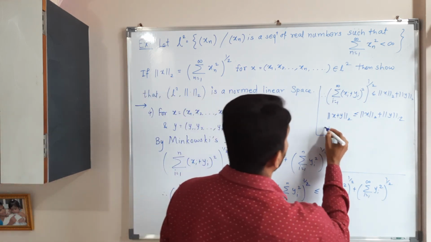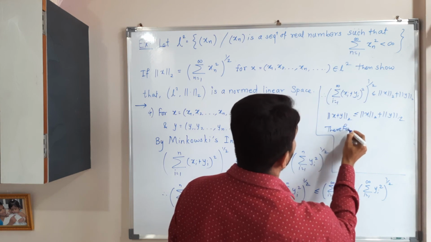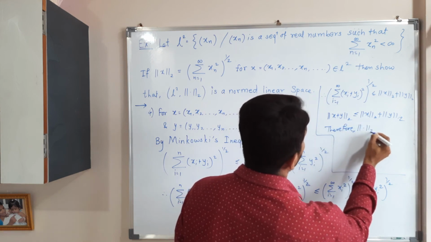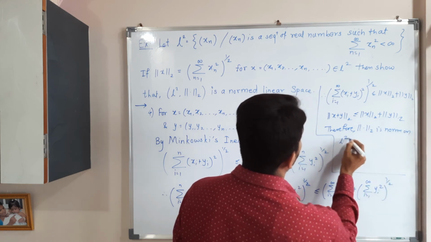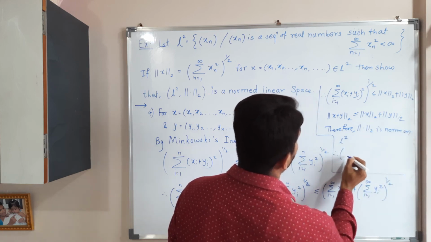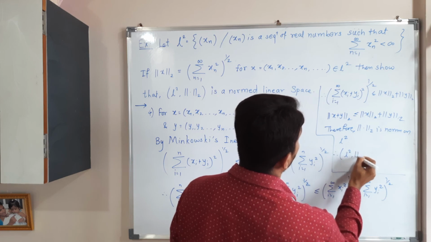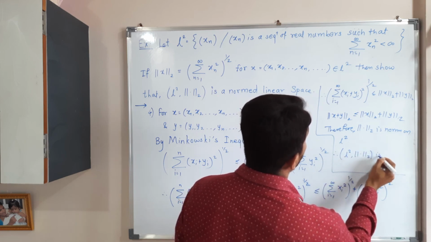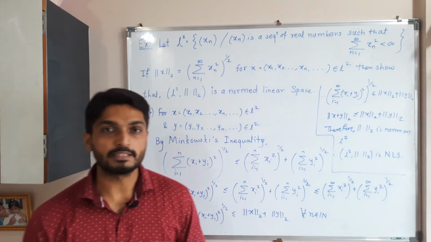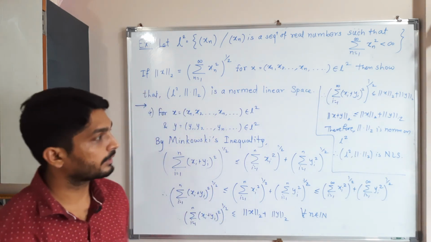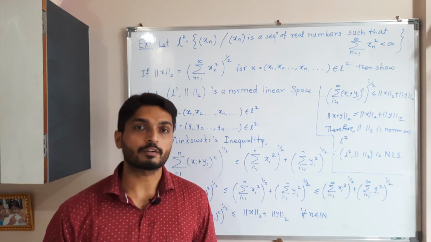Therefore, norm 2 is a norm on L2. So therefore, L2 with norm 2 is a normed linear space. This is the short form of it. So it is a normed linear space. Okay, so the problem is over. You can take a screenshot of it and after that we'll stop. Thank you.